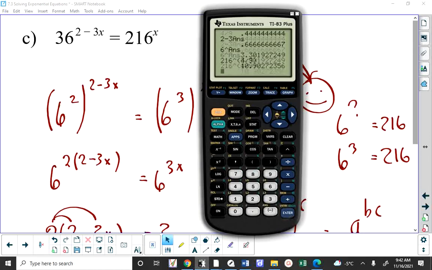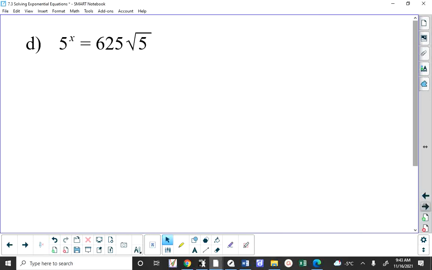Anyway, whoa. I didn't get the same number, did I? Oh, it was not 6. It was 36 raised to that. So I'm going to have to redo that calculation. This is x. I need to take 2 minus 3 times that. This is the exponent on the left side. I need to take 36 raised to that, which gives me that 10.9. It works. All right.